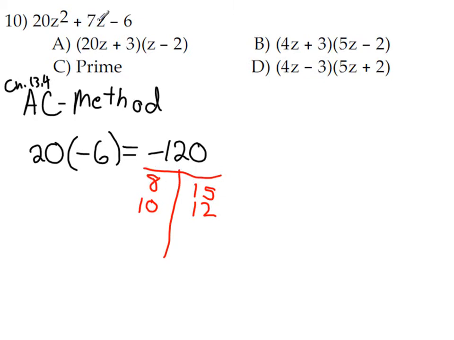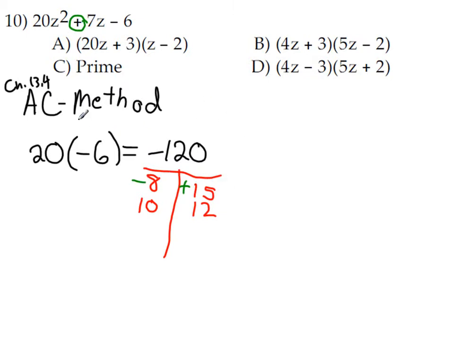So that we could see the 7. And the sign of b is positive, so we want the bigger factor to be positive, and since c is negative, we want the other factor to be negative. So, negative 8 plus 15, sure enough, is 7.